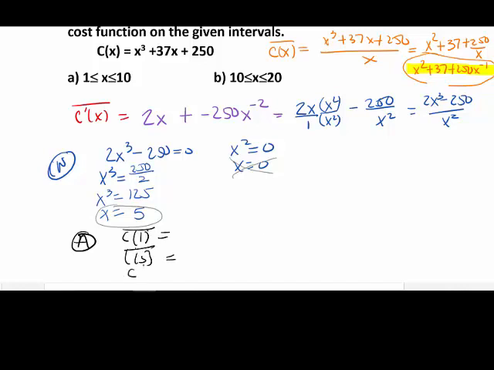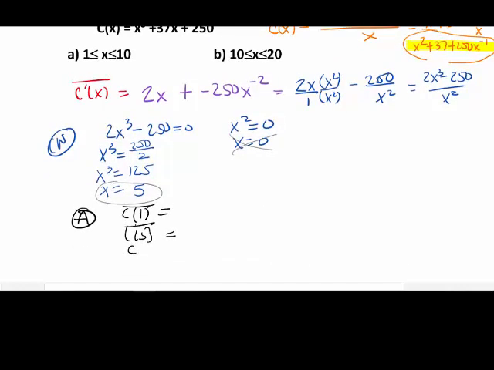And we're going to evaluate it at 10. Use your calculator, and like I said, we actually are using that piece up there, c equals x squared plus 37 plus 250 over x. That's what I'm plugging in for. We get 288 when we plug in 1. We get 112 when we plug in 5, and we get 162 when we plug in 10.